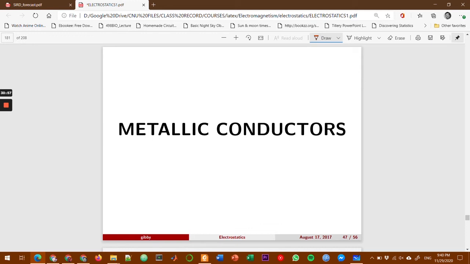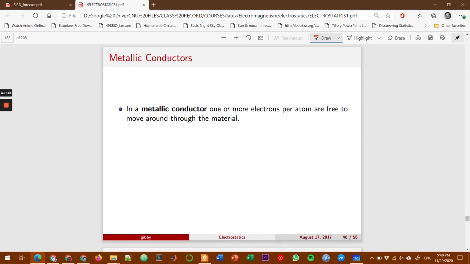Now let's move on to metallic conductors. The same hapon, we will calculate the energy configuration of the system, and mas simpler lang din sa metallic conductors because of some constraint and limitation of having by virtue of metallic conductors. So in a metallic conductor, one or more electrons per atom are free to move around through the material. So metallic conductors have the following electrostatic properties.